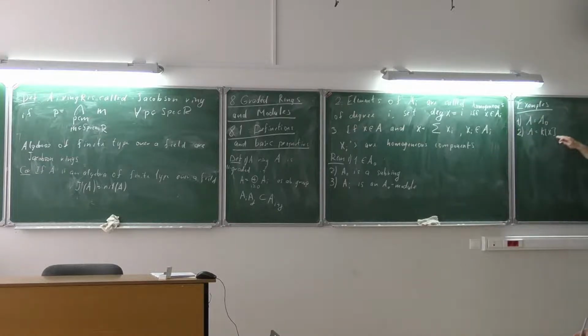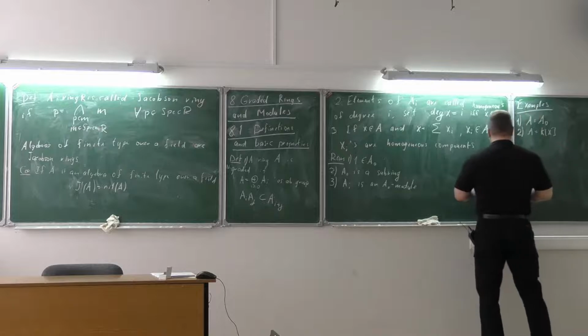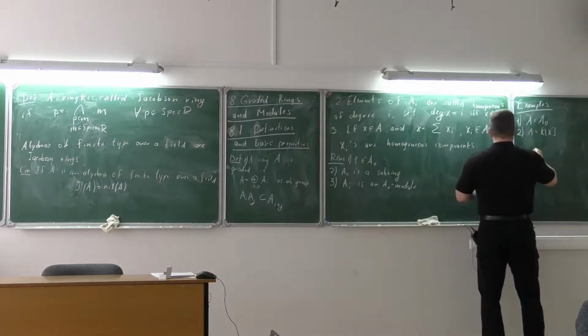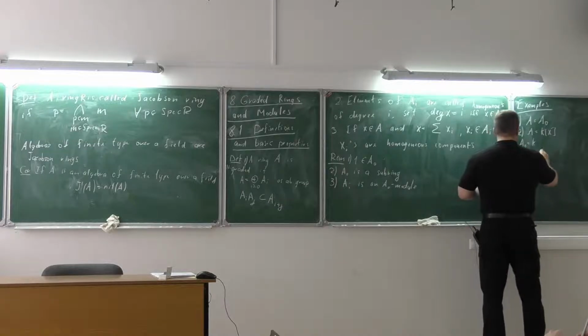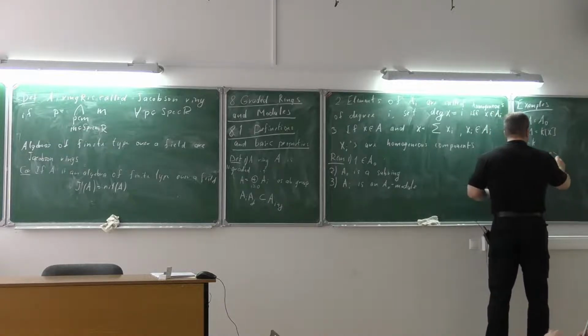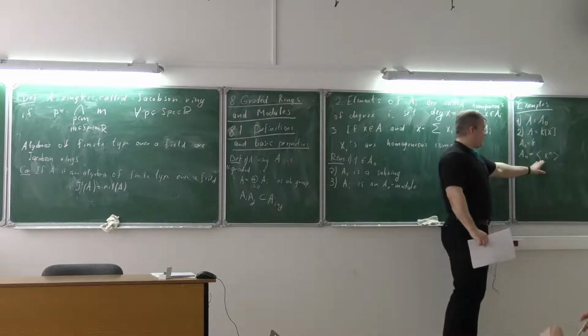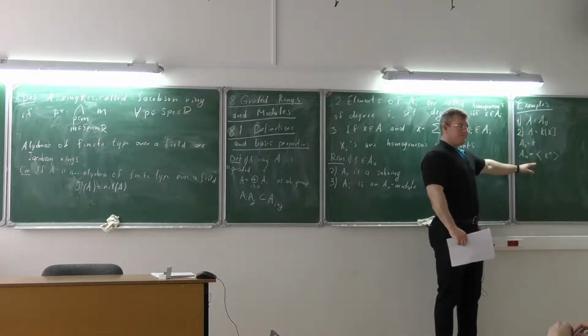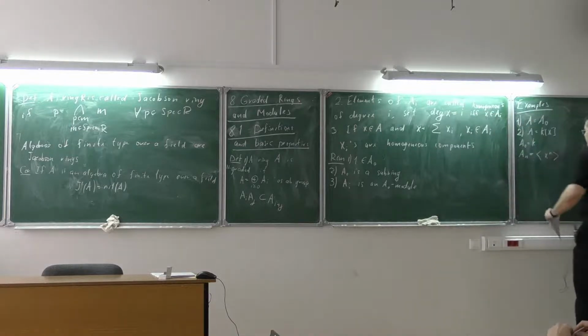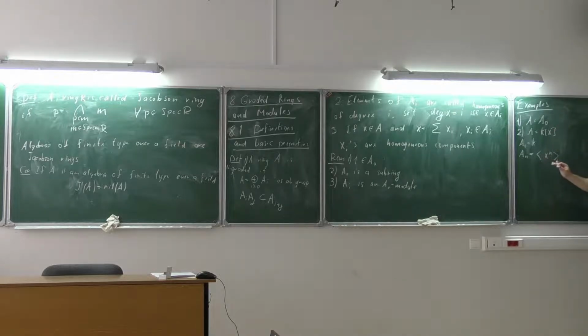A is equal to the polynomial ring in one variable. And now I need to discuss how I want to put grading on this thing. There are many ways to do this. Well, the standard and probably most useful way is to say that A0 is just K as a subring, and then An is the one-dimensional vector space generated by x to the n. So clearly, this is generated over K, so clearly A is a direct sum of such things.